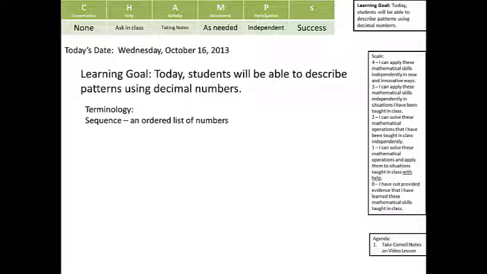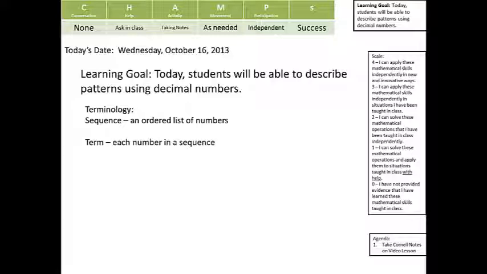The first is a sequence, and when we talk about a sequence, we're talking about an ordered list of numbers. So it's a list of numbers that either increase or decrease by a certain pattern, and we're going to try to figure out what that pattern is.